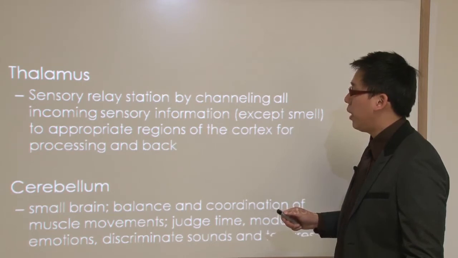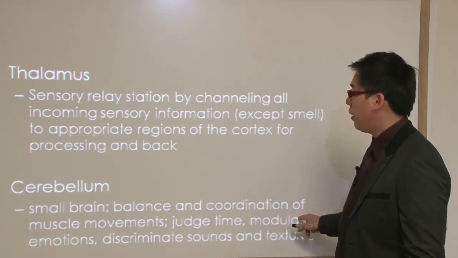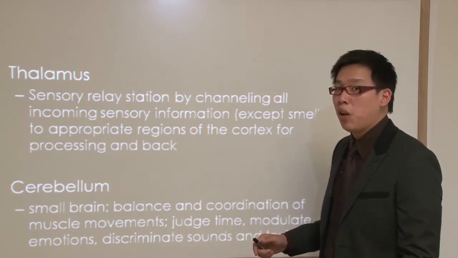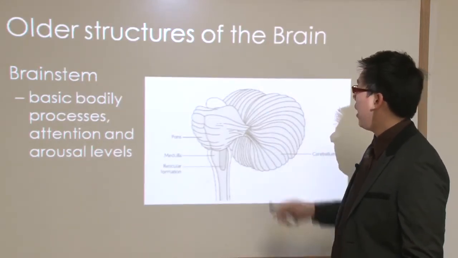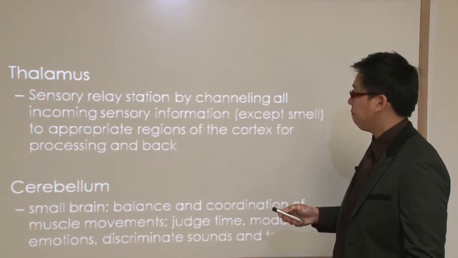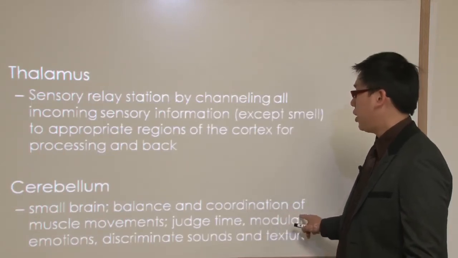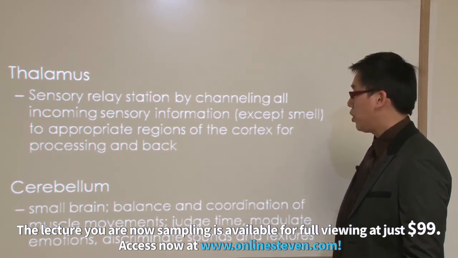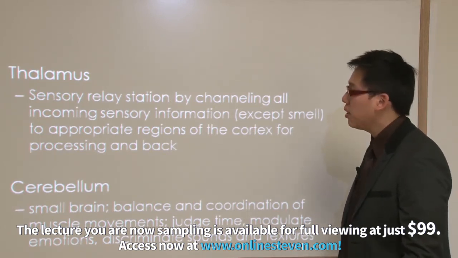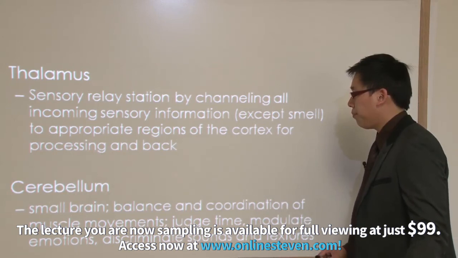Compared to that is the cerebellum. This is the smaller part of the brain; cerebellum literally means the smaller brain. These are the two walnut-sized things in the back of the brain we saw here. There are actually two of them, matching, so it's like a little brain. What it does is balance and coordination of muscle movements. It judges time, modulates your emotions, and discriminates sounds and textures. So these are the basic functions of the cerebellum.